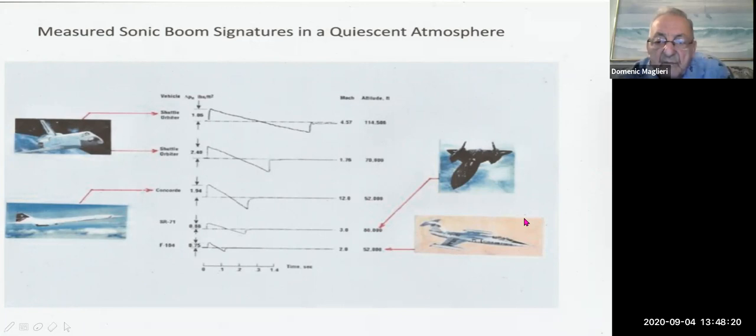Yes. Okay. So anyhow, here's a number of signatures we've measured: the F-104, the SR-71 at 80,000 feet, Concorde, and the shuttle orbiter on re-entry before landing at about 70,000 feet. And here's the orbiter at about Mach 5 at 114,000 feet. We actually measured the signature from the orbiter at Mach 23 at 252,000 feet. But notice they're all N waves, under nice quiescent atmospheric conditions.